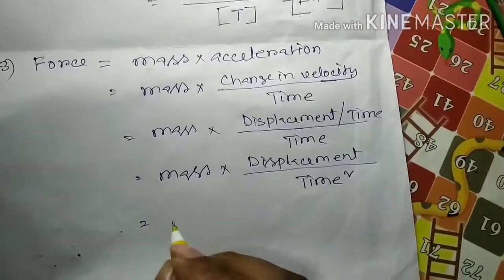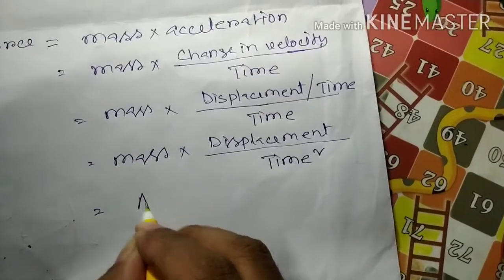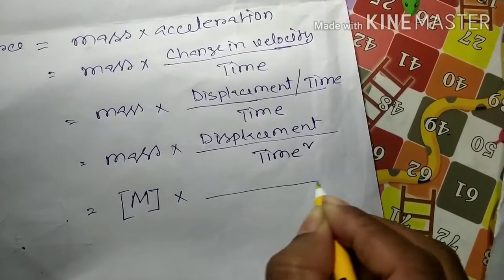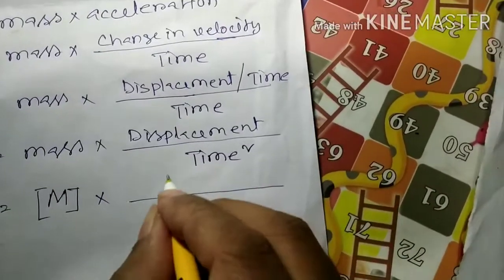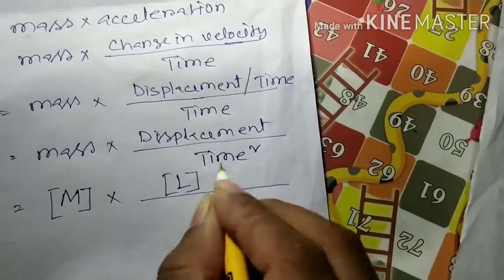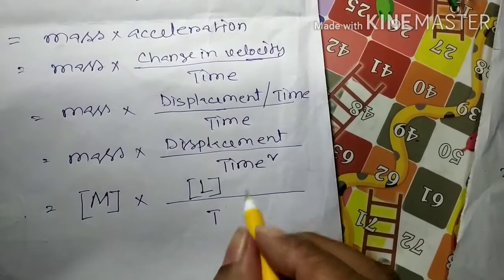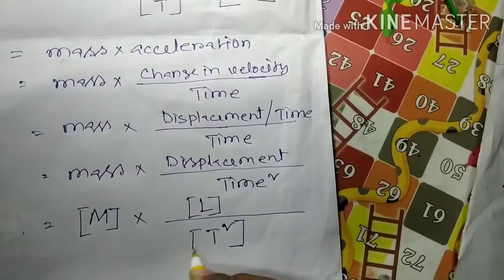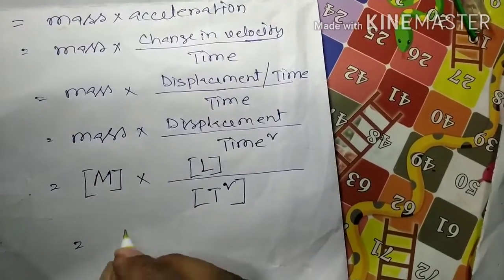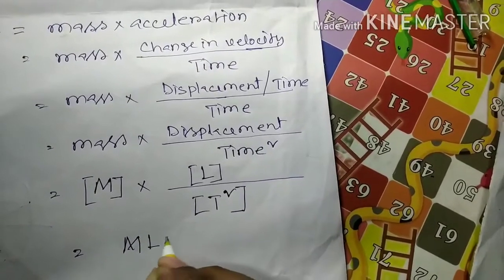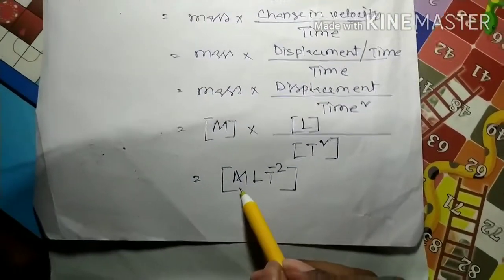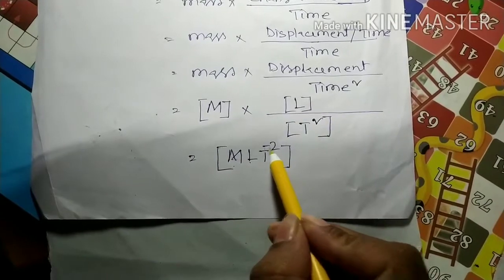Okay, now write its dimension. Mass, its dimension is capital M within third bracket, into displacement, its dimension is L, and time, its dimension is T, but there is time square, so it will come T square. So M L T minus 2. See, so force, its dimension is M L T minus 2.